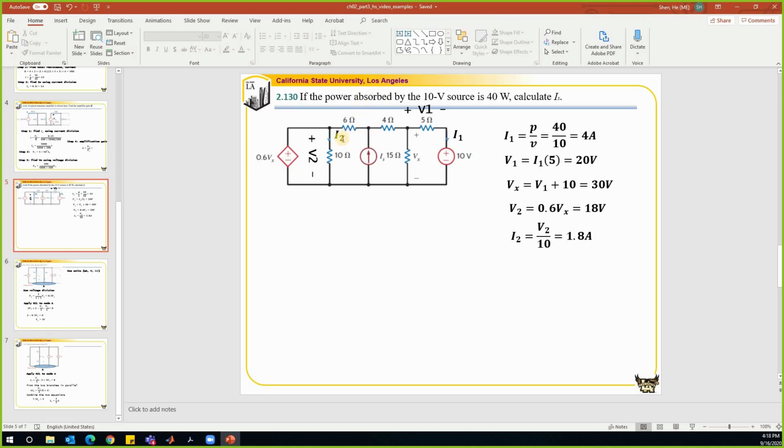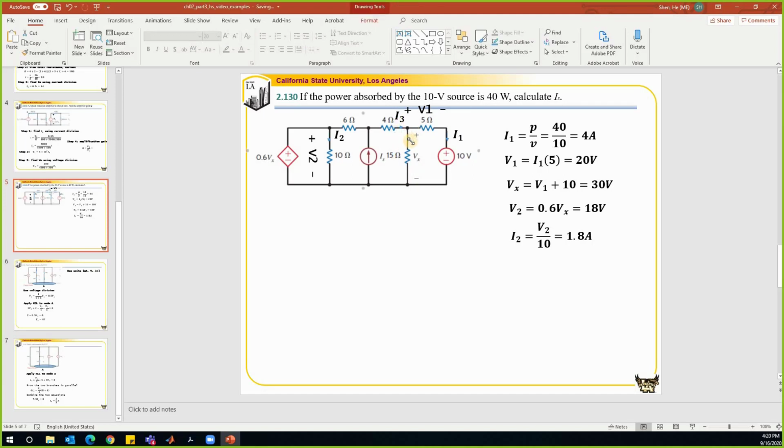Now look at the problem again. I'm looking for the current IS. So I know the current in this branch. I know the current in this branch. If I know the current in these two branches, then the problem will be solved, right? Then I want to know what is the current in this branch. So let's define that current as well. So let's call that current I3. The current in this branch can be found by using Vx divided by 15.